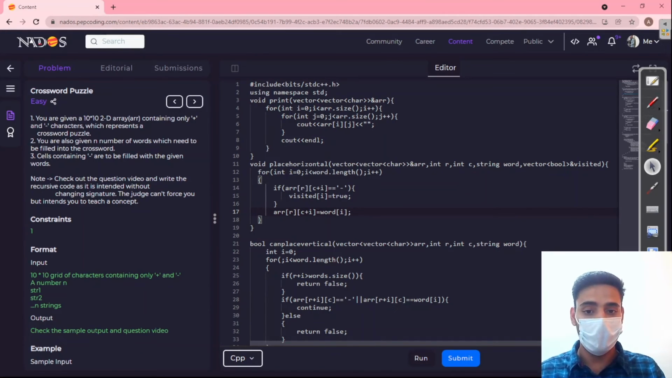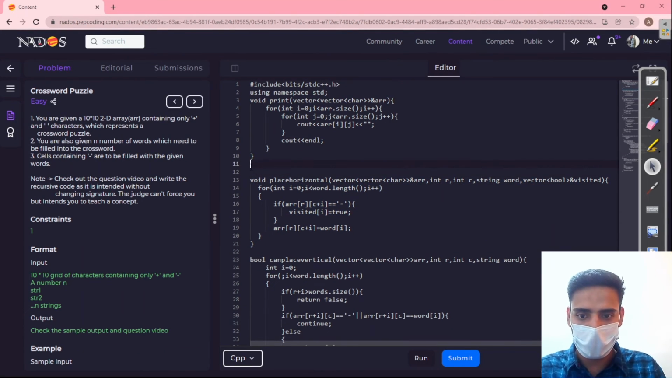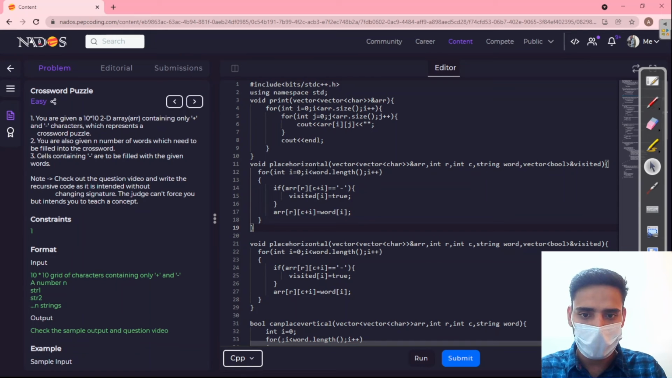Now what we have to do? Now we just have to copy and paste for place vertical as well, right? So let's do that. We have copied this and pasted it. Place vertical, right? Okay, this is done.